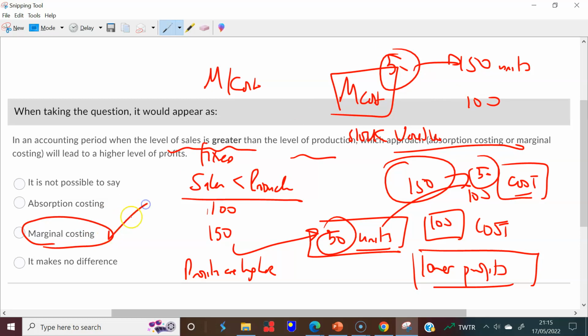So naturally, that means that your profits are higher for marginal costing. Cool, great stuff. And that is the end of that section, quiz 3.